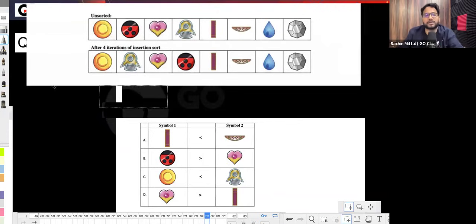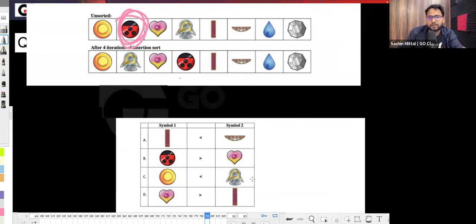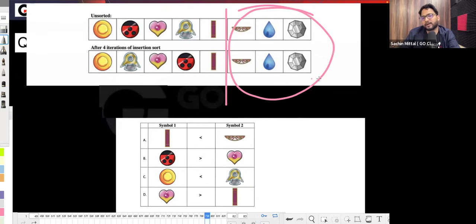So in one iteration, you will settle this element, I mean, this element will get its correct position. Then this element, second iteration, third iteration, fourth iteration. In four iterations, these elements will get their correct positions, in insertion sort. So basically, you do not know anything about these elements, and these elements are anyway there, I mean, they are not moved.